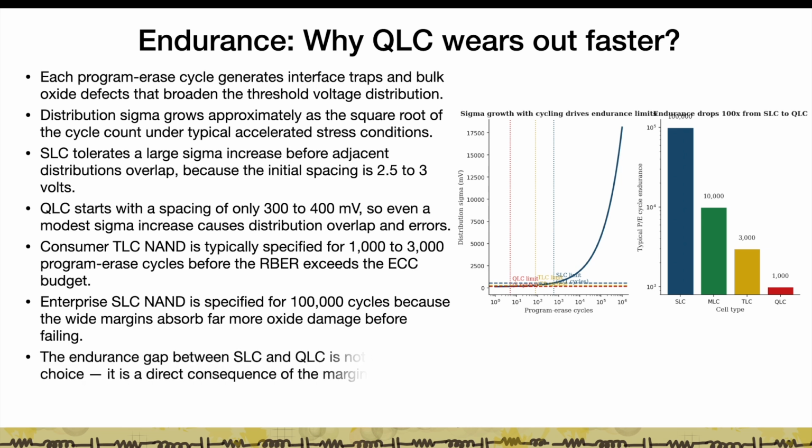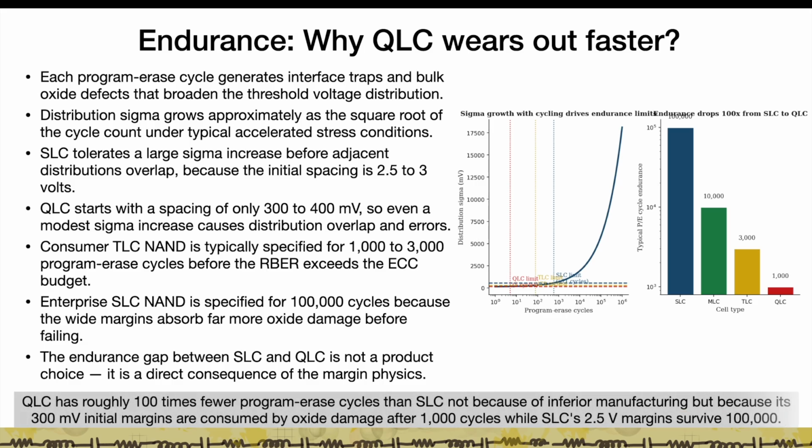The right panel summarizes the practical endurance numbers across cell types. 100,000 cycles for SLC, 10,000 for MLC, 3,000 for TLC, and 1,000 for QLC. Each step is roughly a factor of 3 to 10 reduction in endurance for one additional bit per cell.